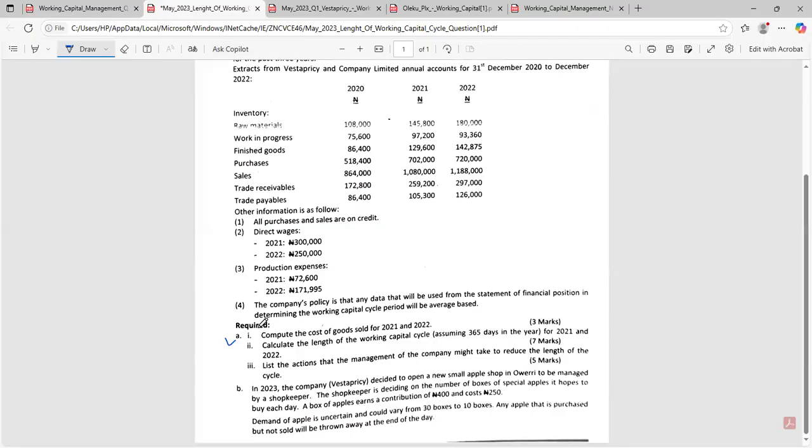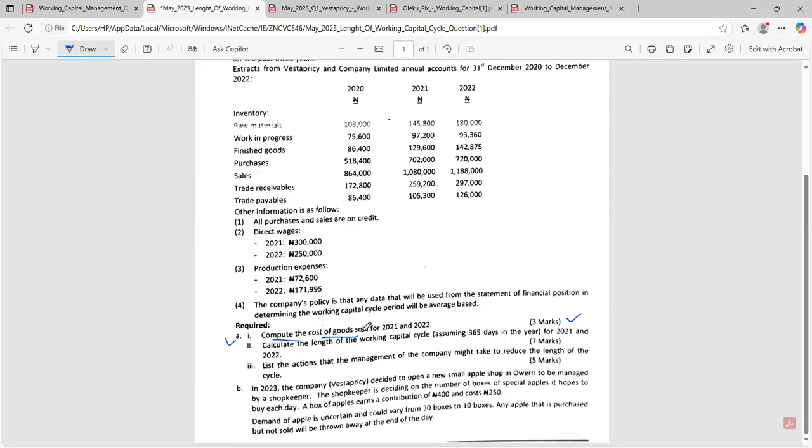Now, the requirement of the question states: compute the cost of goods sold for 2021 and 2022, 3 marks. Now, cost of goods sold is not actually working capital anyway, so this question has cost of goods sold for you to compute. This is not a working capital requirement, but when you are calculating for working capital, there are some things that you need, which you are going to get from this cost of goods sold computation.